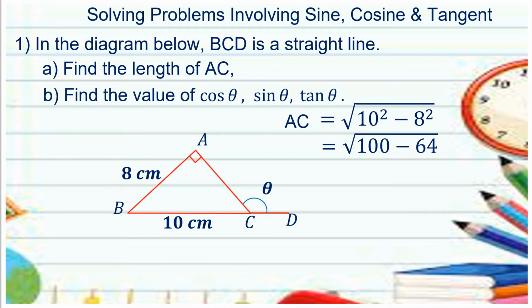And what is 100 minus 64? Correct, it is 36. So we will be having square root of 36. And what is square root of 36? Correct, it is 6. So therefore, AC is equal to 6 centimeters.